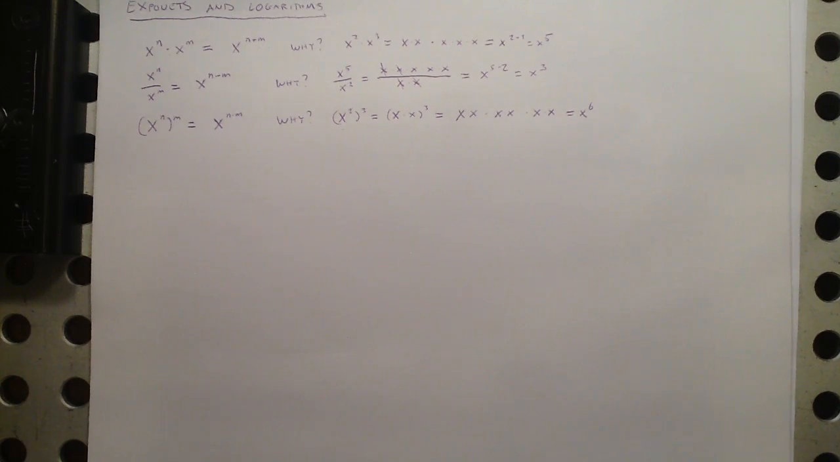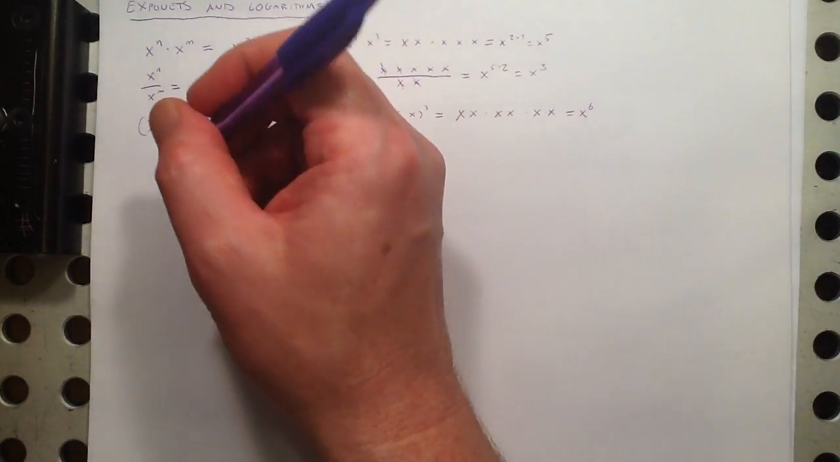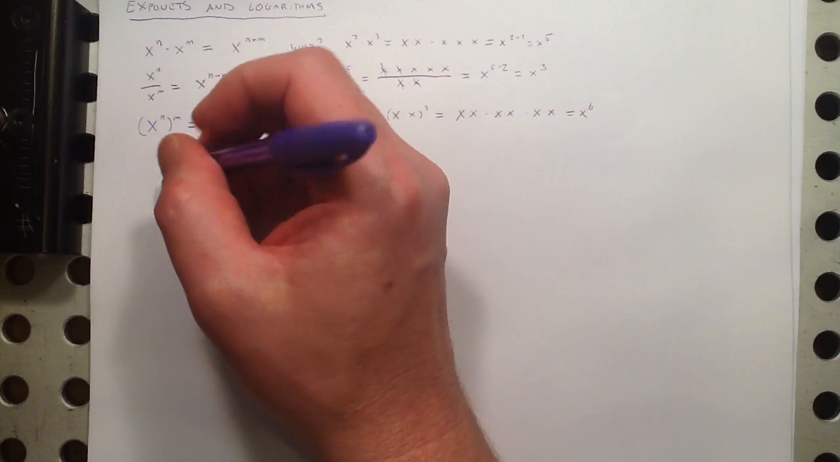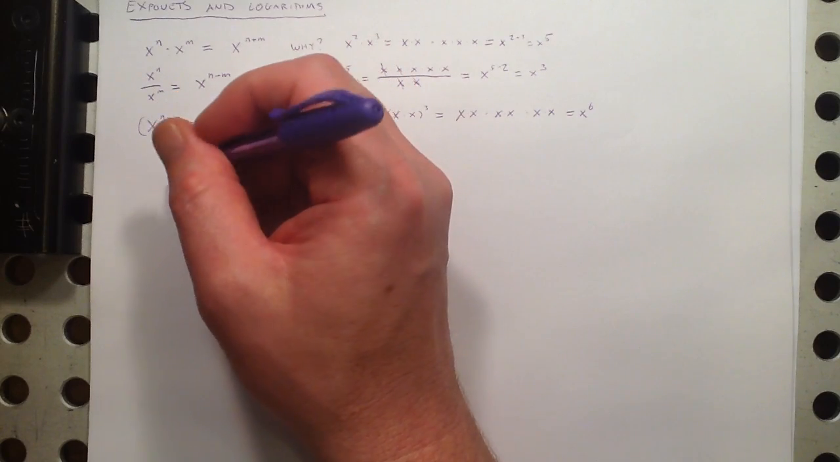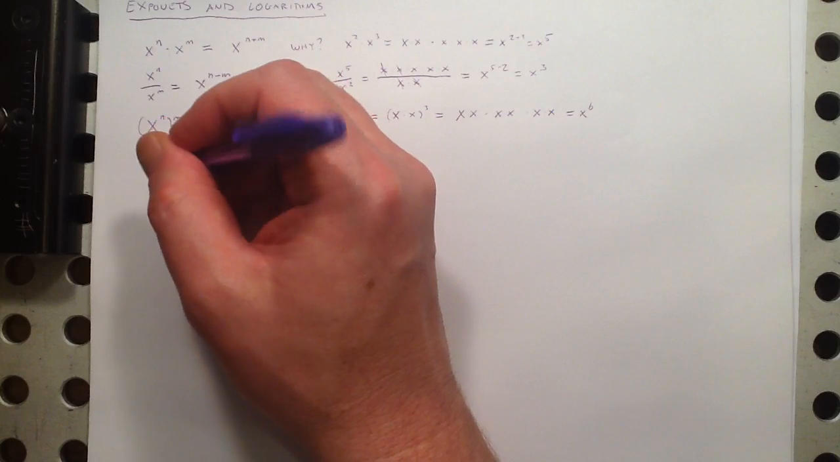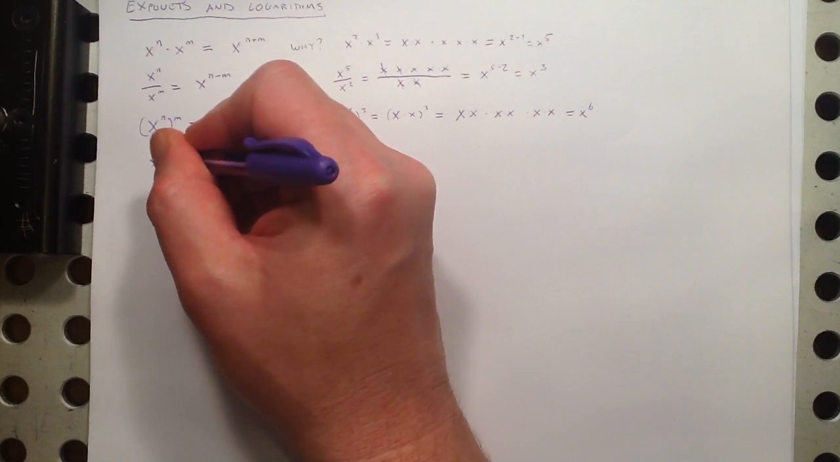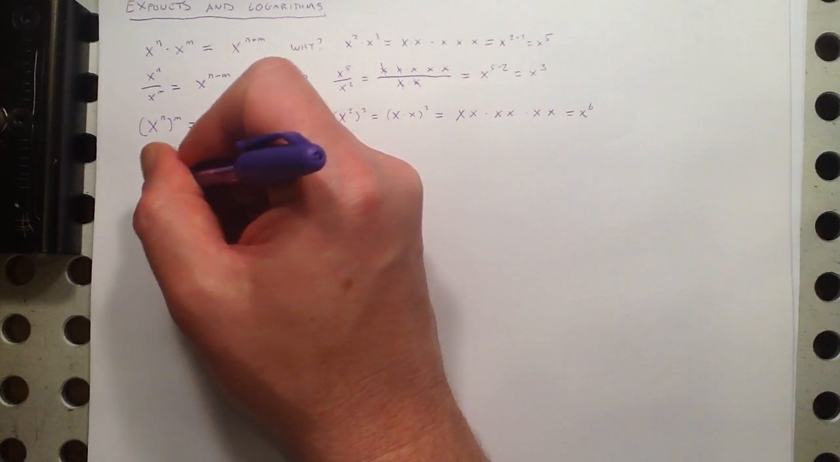Now, using those rules and extending them maybe into some not quite as obvious examples gives us the definitions of what a negative exponent is and what a rational or fraction exponent is. So let's try that and see how that goes. So let's say we had, for example, x squared over x to the fifth.